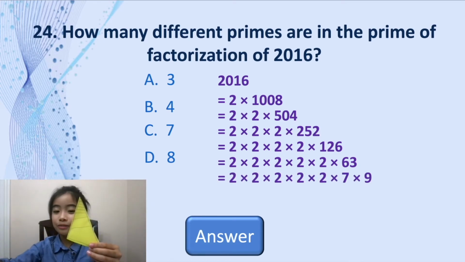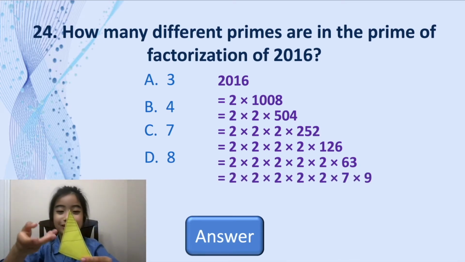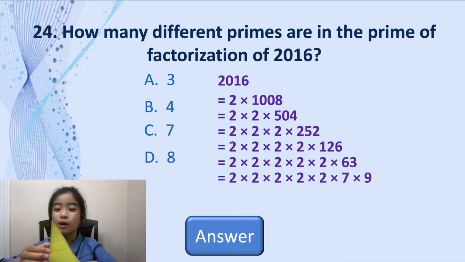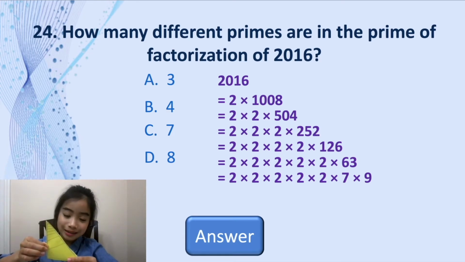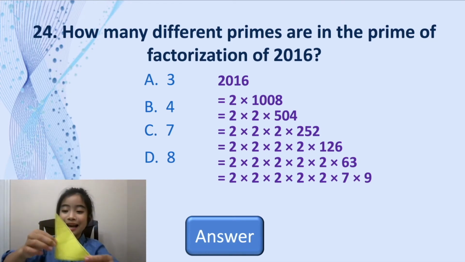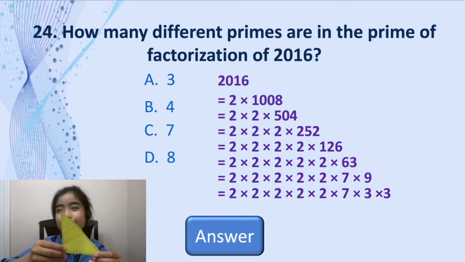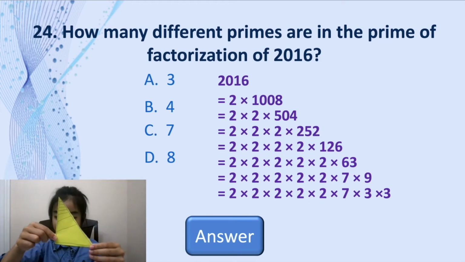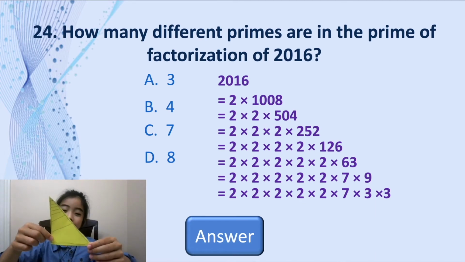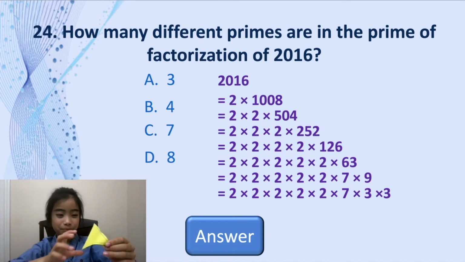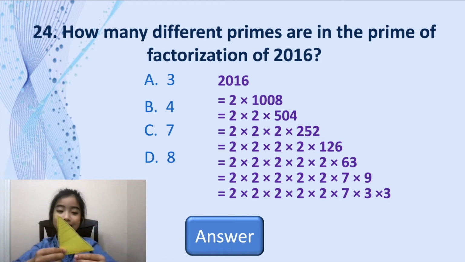And now we move on to the seventh floor, which is 2 times 2 times 2 times 2 times 2 times 7 times 9. And now we move on to the last floor, which is the 8th floor, which is 2 times 2 times 2 times 2 times 2 times 7 times 3 times 3, which you can see on the big screen right here. So we circle 3.